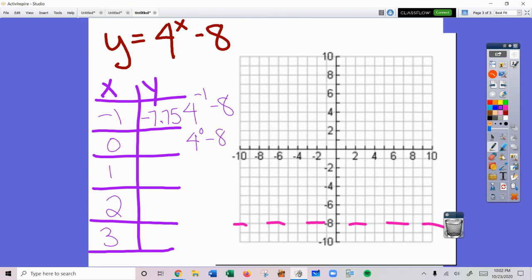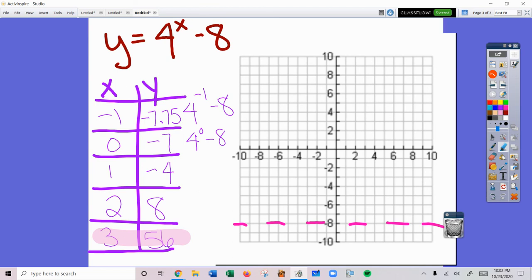Okay, so what do we get when we do 4 to the 0 - 8? We should get out -7. When we do 4 to the first - 8, we get out a -4. What do we get when we plug in 2? We get out 8. And what do we get when we plug in 3? Okay, so here we should get 56. Do any of these look like a problem? Hopefully in our brains we're saying, oh yeah, 56 is way too large for us to be able to plot.